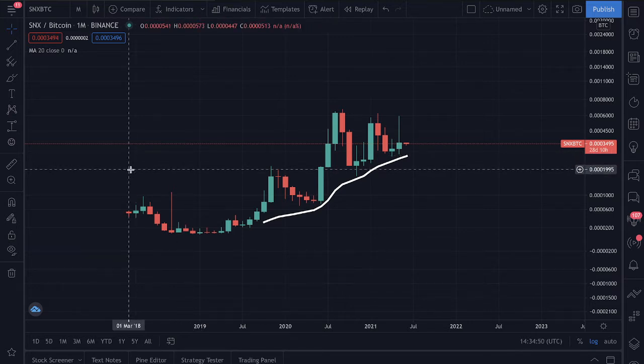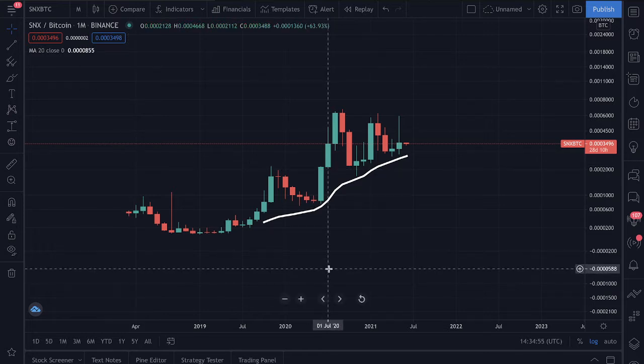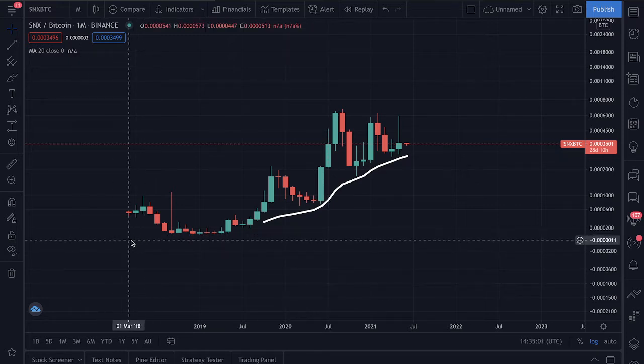So, Synthetix is relatively new. It's not as new as, say, Uniswap that was introduced last year, but we only really have price data going back to March of 2018.